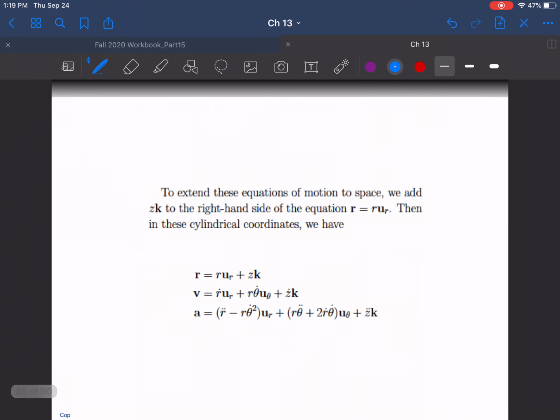To extend the equations we just came up with to this, we simply add on that z component. So we add on a zk plus z dot k plus z double dot k, just like that. And so then that'll tell us these motions in space.